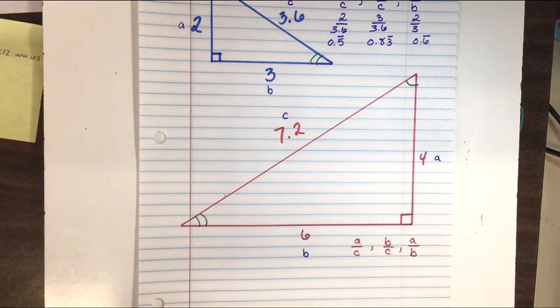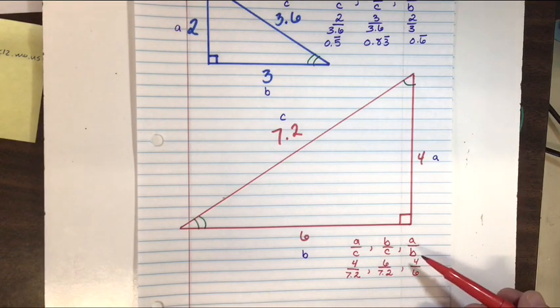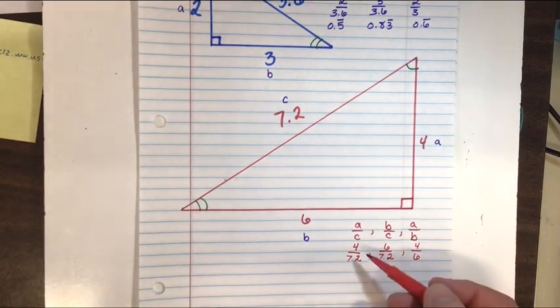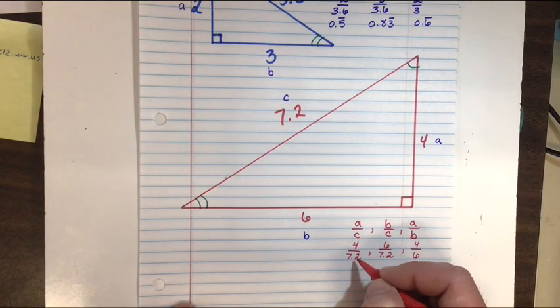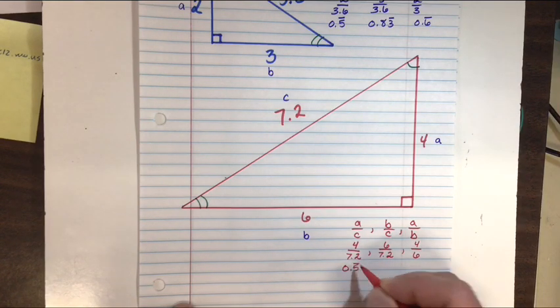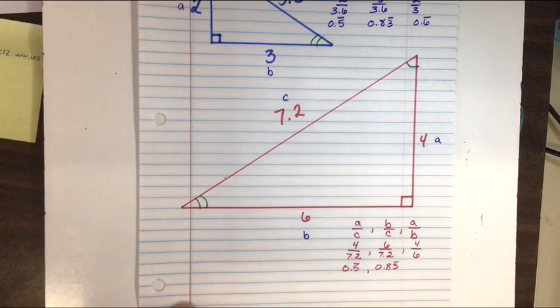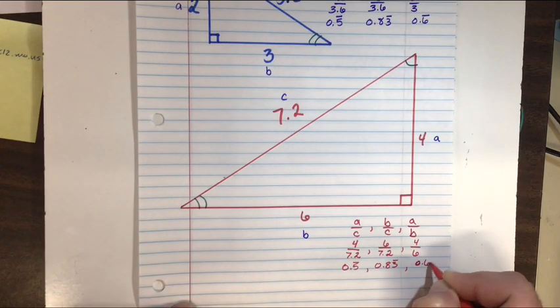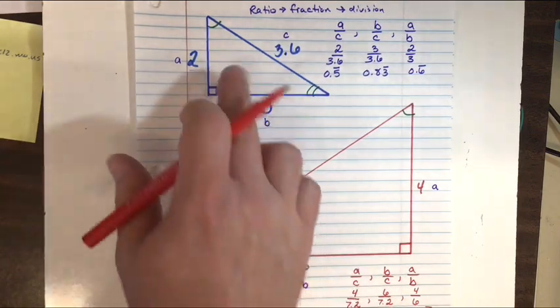And these are the fractional ratios you get when we do that. A over C is 4 over 7.2, B over C is 6 over 7.2, and A over B is 4 over 6. But when I plug those into the calculator and do that division to write a decimal counterpart, we discover that 4 over 7.2 is also 0.5 repeating. 6 over 7.2 is 0.83 repeating. And 4 over 6 is also 0.6 repeating.